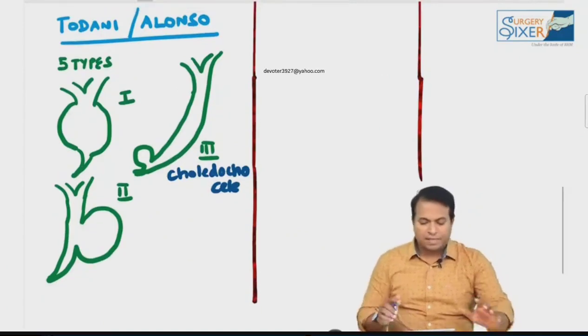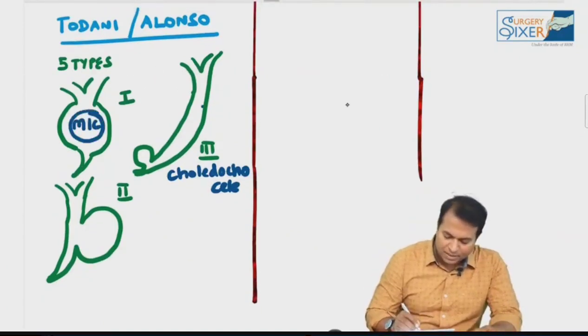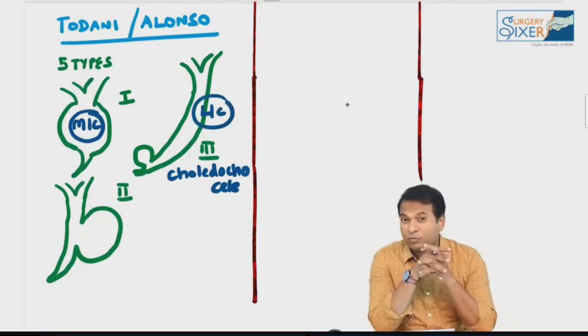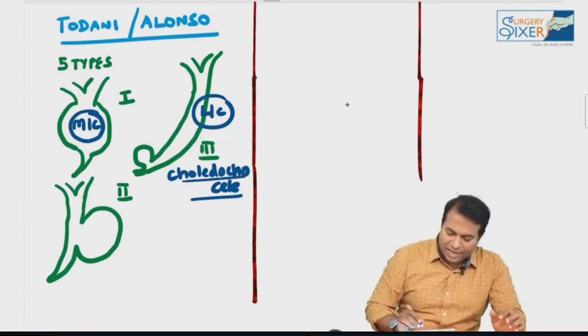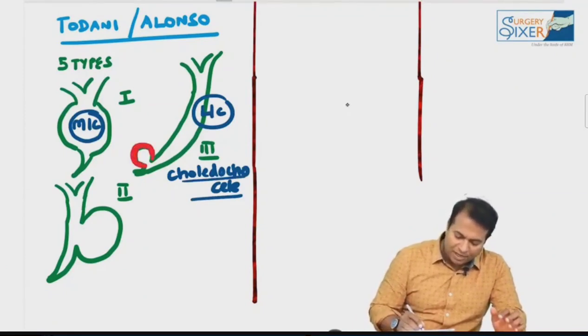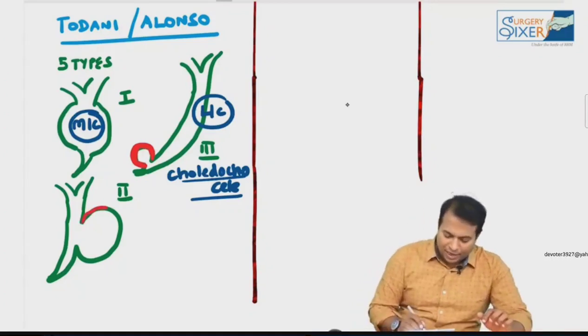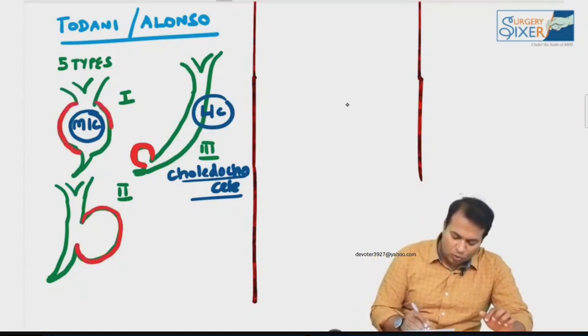Among these, please remember the most common type is type 1 and the least common type is type 3. There are totally 5 types of choledochal cyst. Type 1 is the most common, fusiform dilatation. Least common is choledochocele, which is a diverticulum near the ampulla. Please remember, there is a diverticulum near the ampulla. And type 2 is a diverticulum in the bile duct, like this. These are all the cysts, which are all pre-malignant.